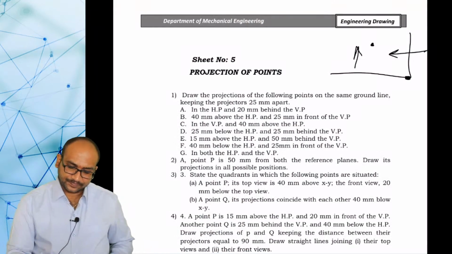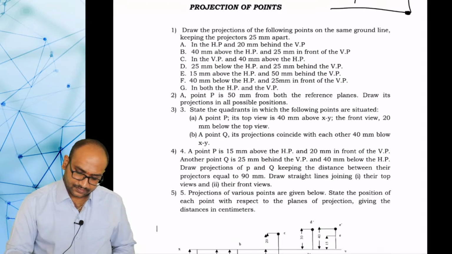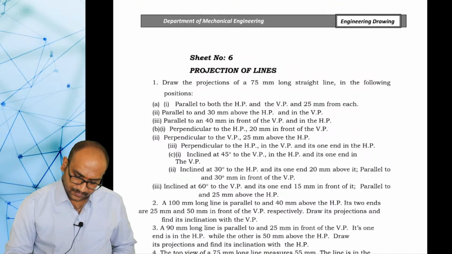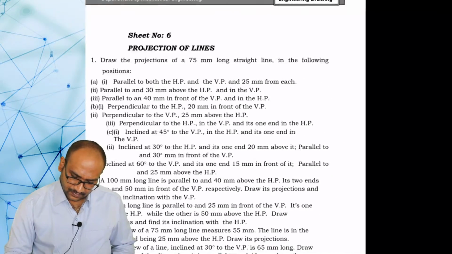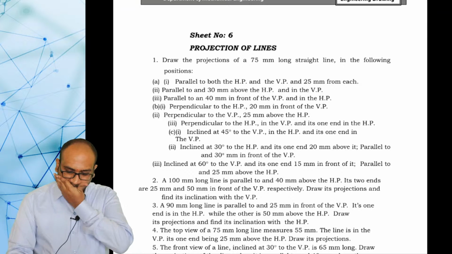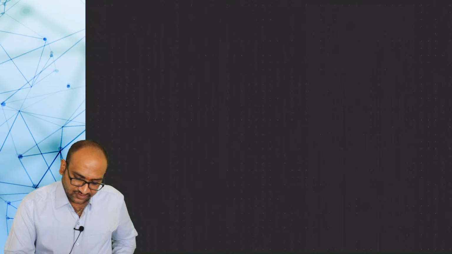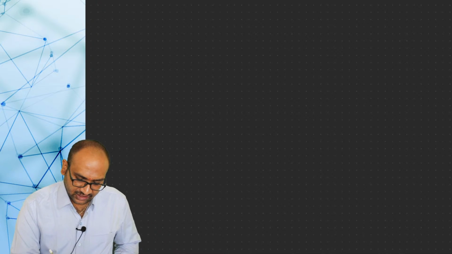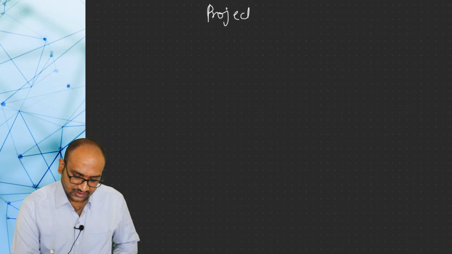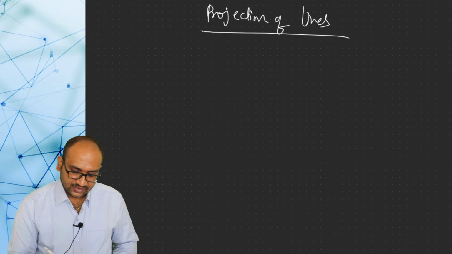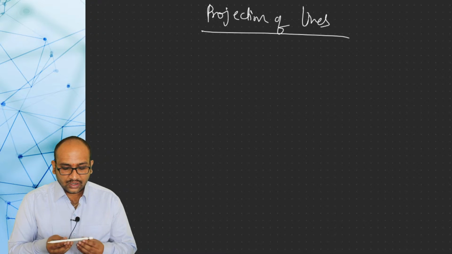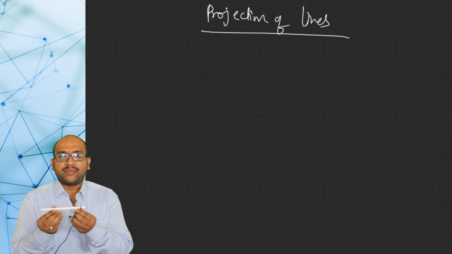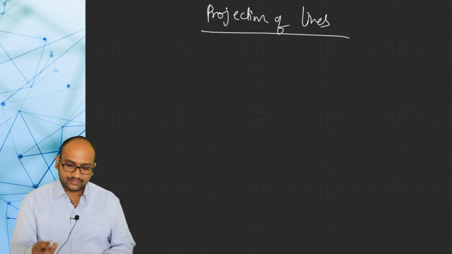Next, coming to projection of lines, these are some of the orientations. First, I will explain projection of lines. The first position is: line is parallel to both HP and VP.